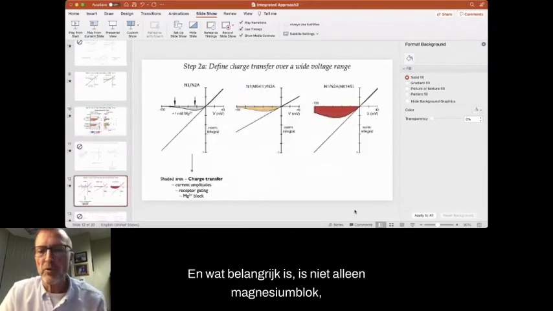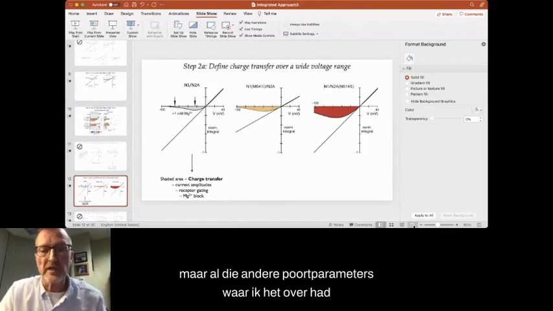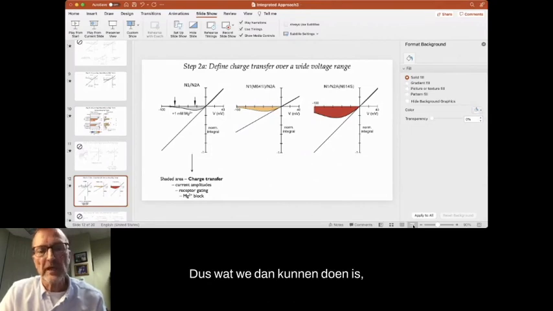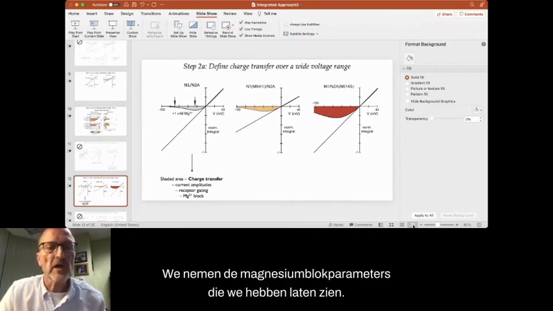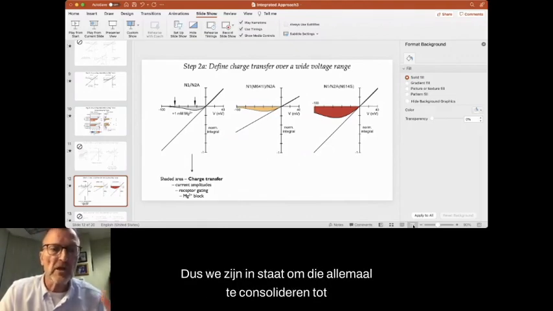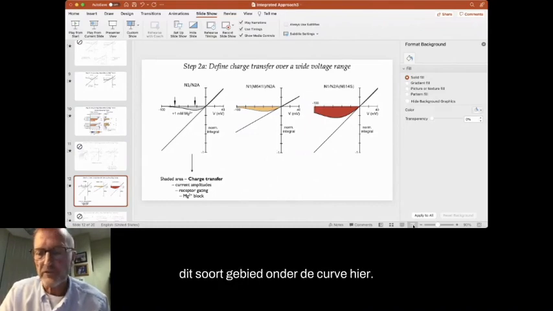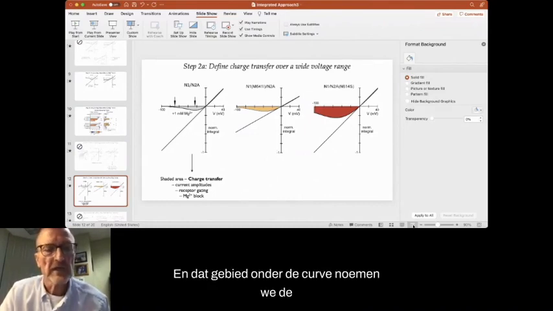And what's important is not just magnesium block, but all those other gating parameters that I talked about before when we measured that integral. So then what we're able to do is take those gating parameters and put them into a modeled current now. We take the magnesium block parameters that we showed, and we're able to consolidate those all down into this area under the curve here. And that area under the curve is what we refer to as the charge transfer.